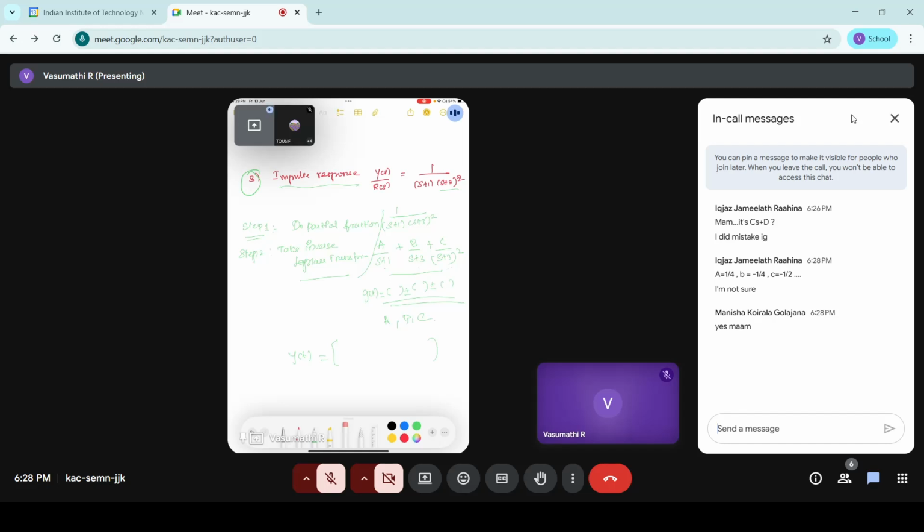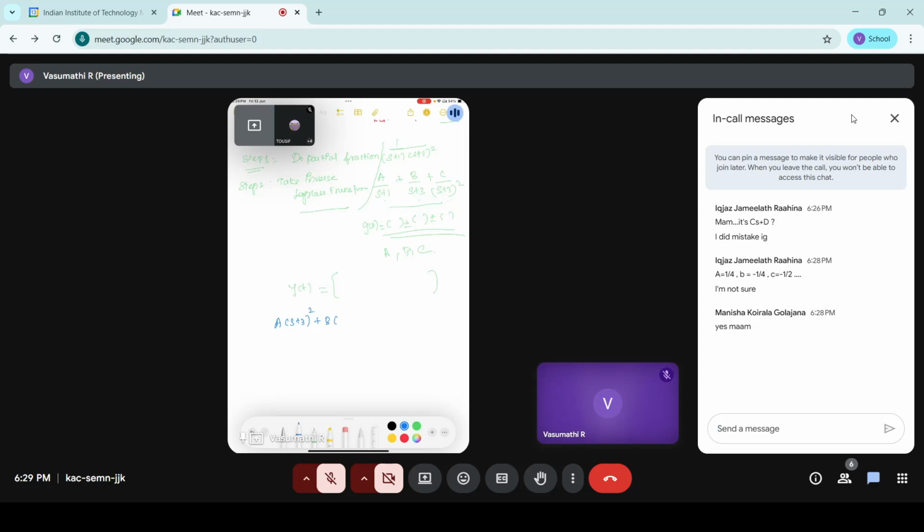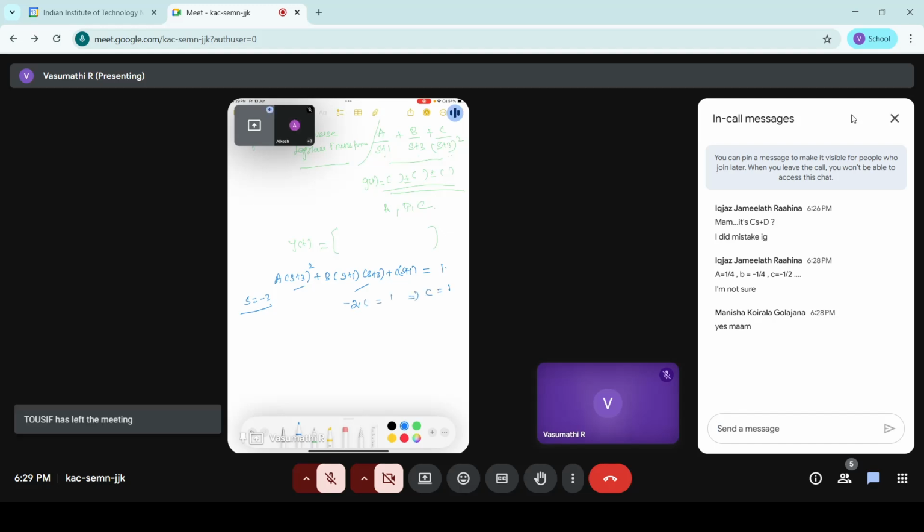We can also solve this. So this will be A into s plus 3 the whole square, plus B into s plus 1 into s plus 3, plus C into s plus 1, is equal to 1. And if I put s equal to minus 3, this will go out, this will go out, this will be minus 2 into C, minus 2 C is equal to 1. This gives C equal to minus 1 by 2.